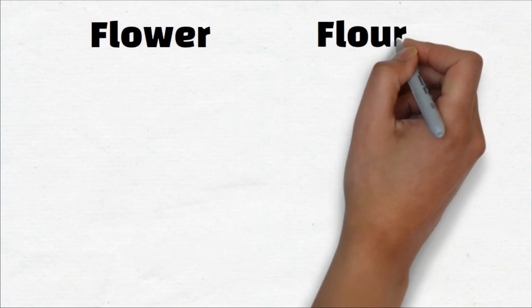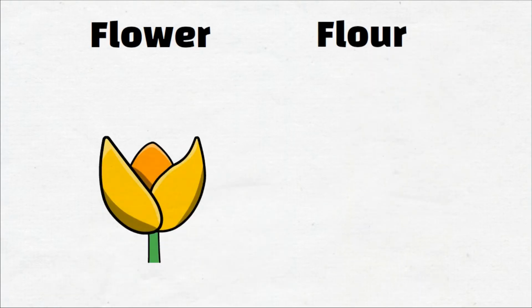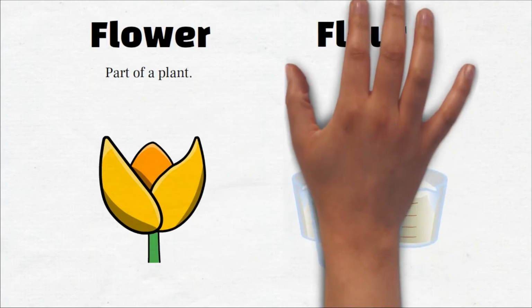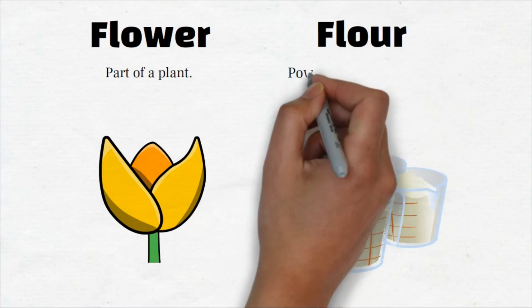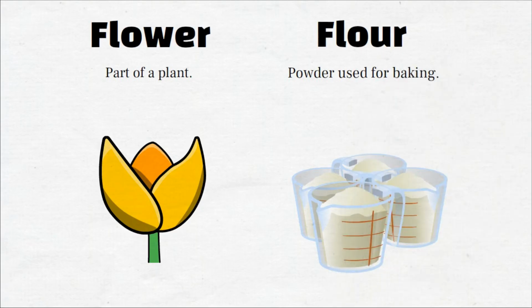Flower. The first is a part of a plant, and the second is a powder used for baking.